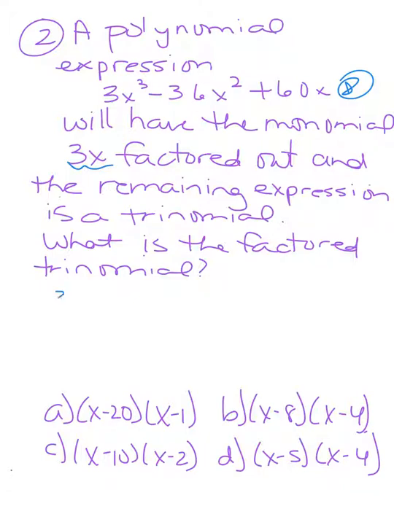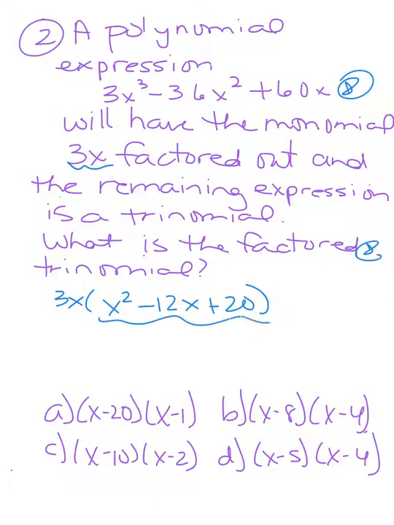So I'm going to take out my 3x, and I'm left with x squared minus 12x plus 20. And it says, what is the factored trinomial? So here's my trinomial right here. So from here I have to factor. So I've already taken out my greatest common factor, so that's all set. My second sign's a plus, so it tells me my signs are the same. They're both going to be a minus.